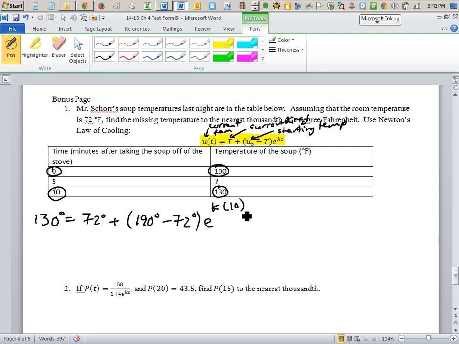We're going to subtract the 72, right? And this is going to give us 58. 190 minus 72 is, of course, 118. We're going to divide by that 118, so 58 over 118. And that's 0.491, blah, blah, blah. To get rid of the e, we'll ln. So ln that.